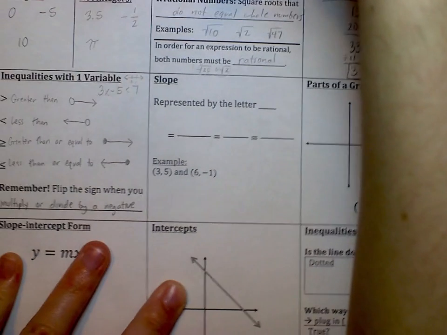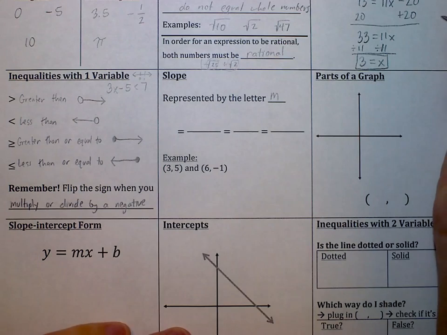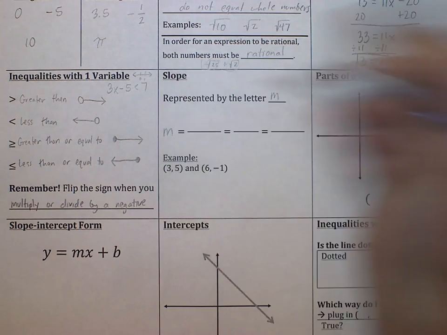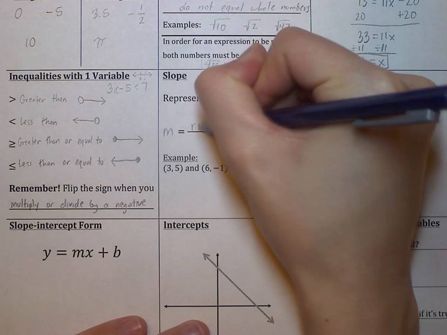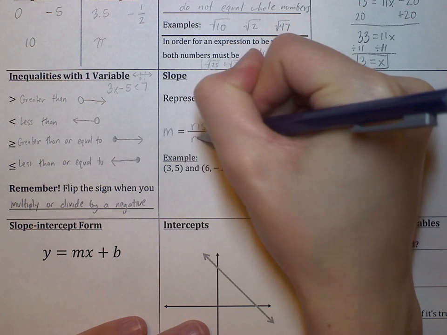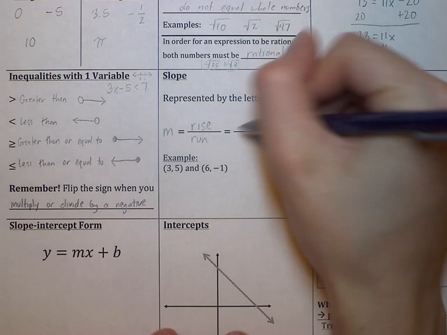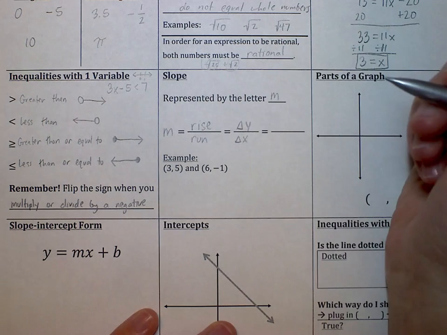Slope's up next. It's always represented by the letter m, and y equals mx plus b, that's slope. Here's what m equals. We've learned 3 different ways to represent it. On a graph, it's the rise over run. We've also learned it's the change in the y value over the change in the x value.